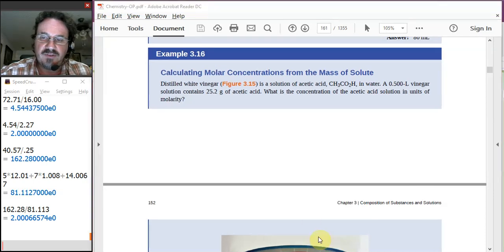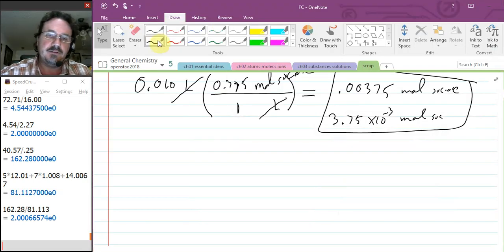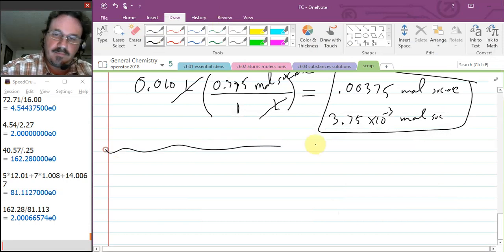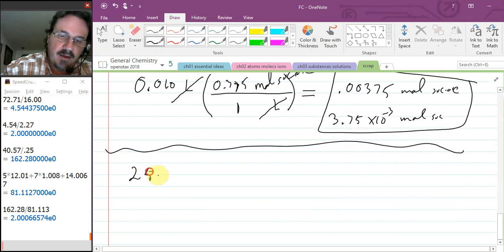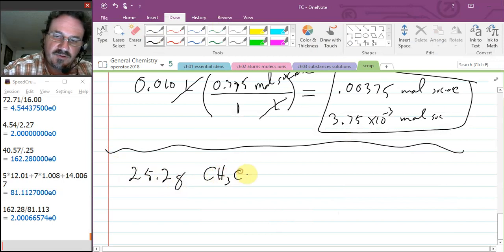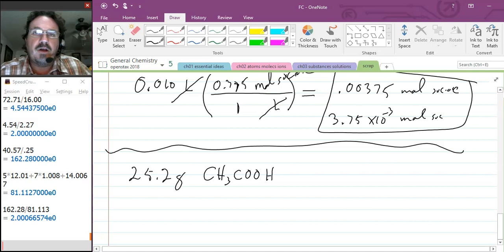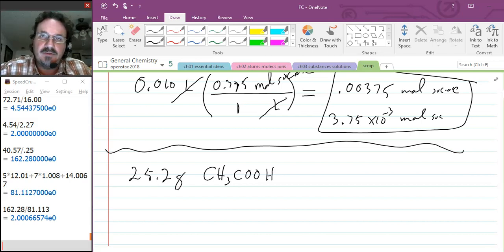25.2 grams of acetic acid. That was CH3COOH. If I'm going to convert that to moles, I think I need to know its formula mass. That way it'll be grams per mole, and I can do that conversion. So let's go ahead and add that up.